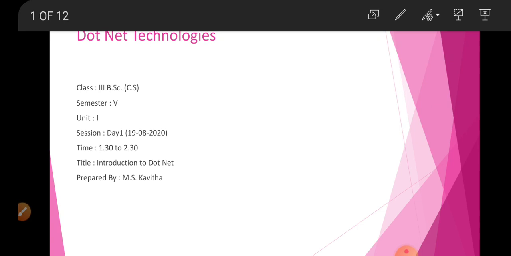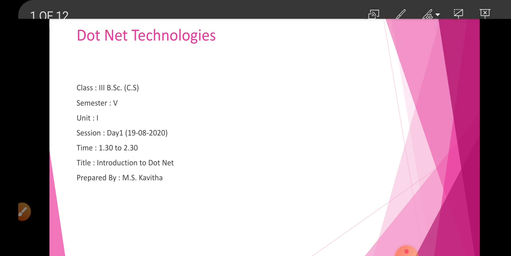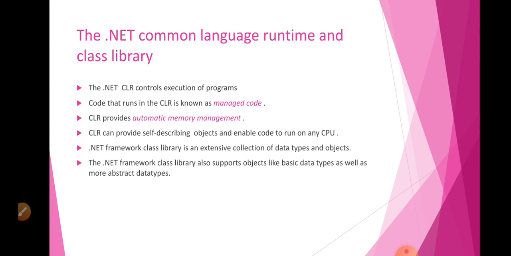Today, our third session of Unit 1, that is, we start from the .NET Common Language Runtime and Class Library. Already we have studied more about the Common Language Runtime, Class Library, etc. Here we mainly focus on the .NET Common Language Runtime and Class Library.